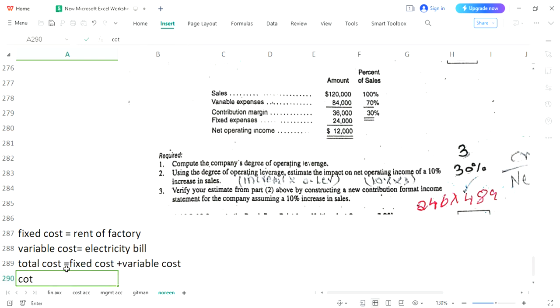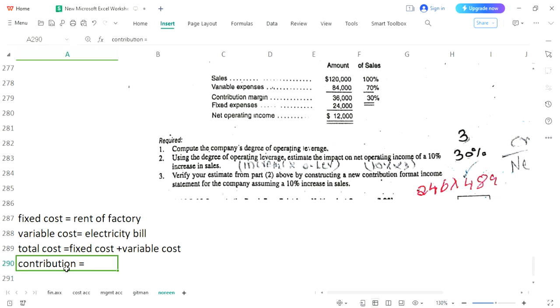Then you saw contribution margin, which you calculate by subtracting variable cost from sales. Per unit contribution margin was calculated in the same way: per unit sales minus per unit variable cost.